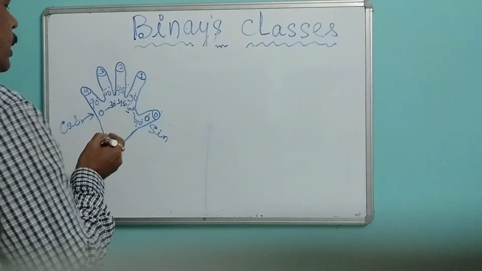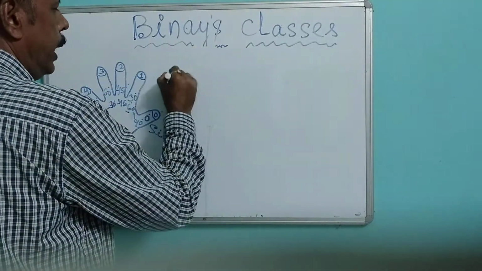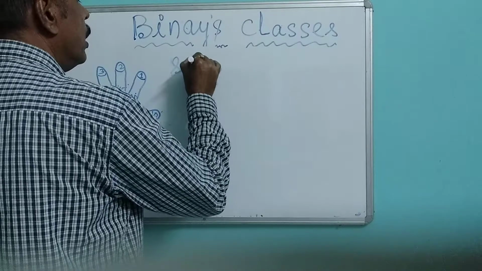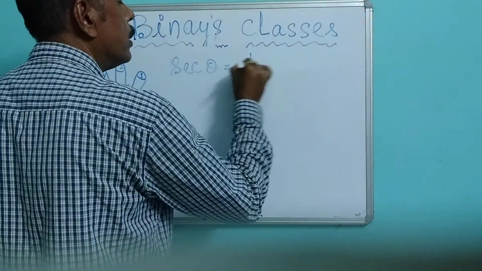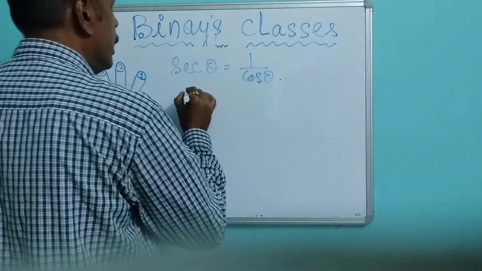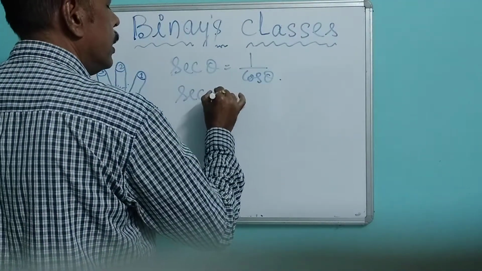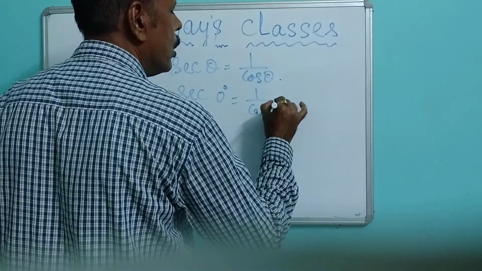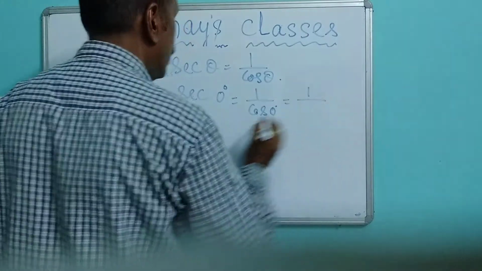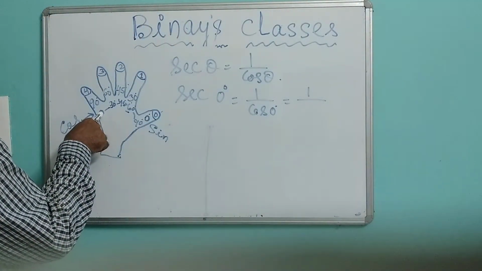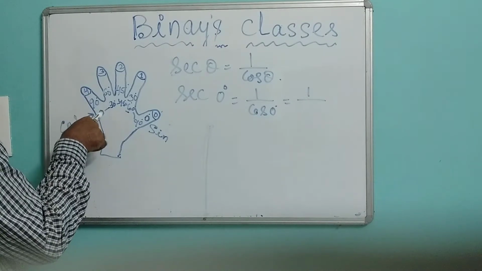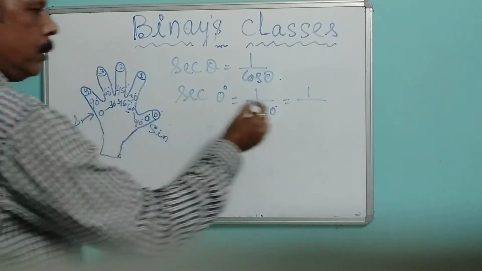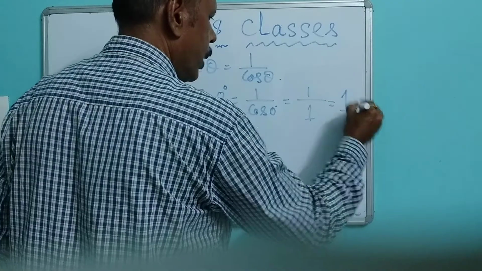So now let us start with sec. As you know, sec theta equals 1 by cos theta. So sec 0 degree equals 1 by cos 0. Here cos 0 starts from finger number 4, 4 by 4 root over, which is 1, and 1 by 1 will give you 1.